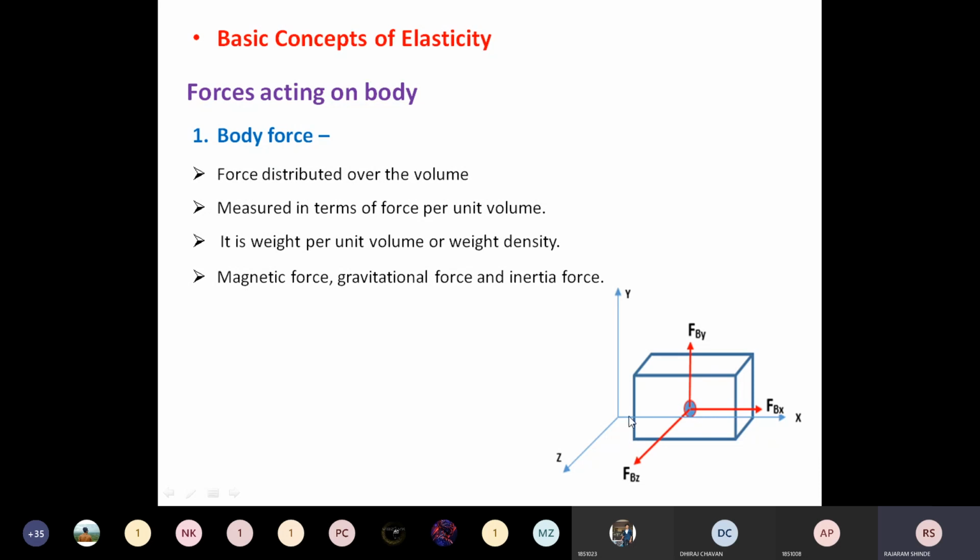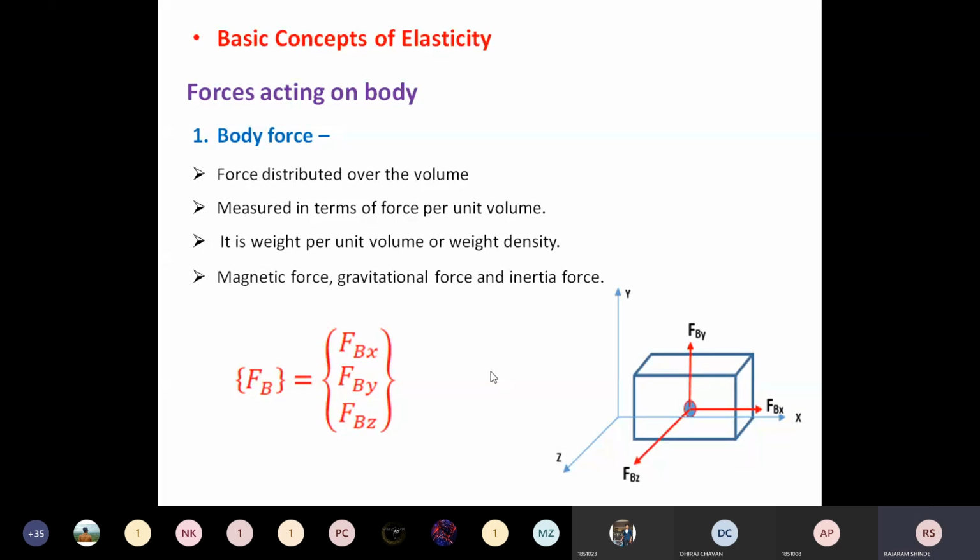See here, there are three directions in the global system. If we consider the body force, the gravitational force acts only in the downward direction. But if we consider the magnetic force or inertia force, they can act in any number of directions. That means it may act in x direction, y direction, or z direction. So these are the three components of the body forces: force in x direction, force in y direction, and force in z direction. So your body force matrix becomes Fb equal to Fbx, Fby, Fbz. This is the body force.